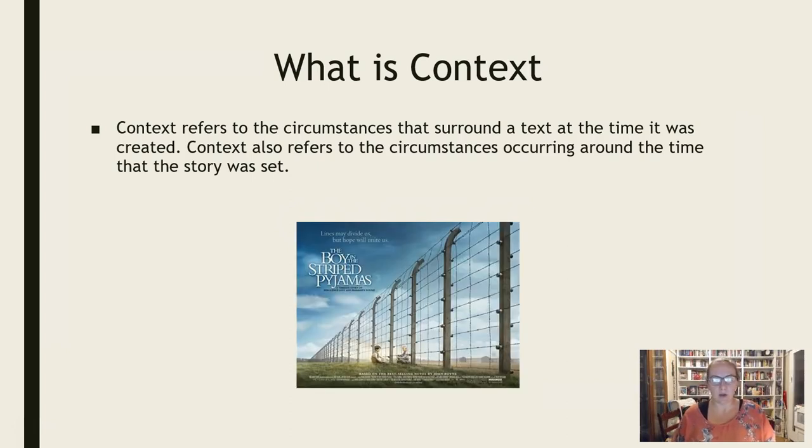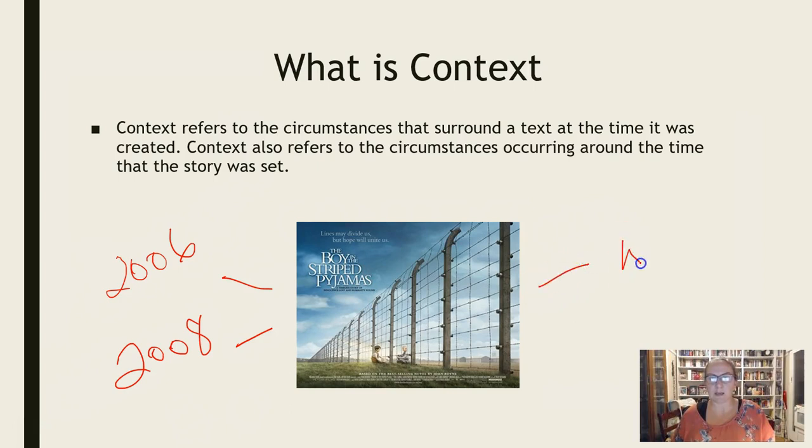Now if we use The Boy in the Striped Pyjamas as an example, we've got a story or a book that was written in 2006 by John Boyne, and then it was turned into a film in 2008. Now this is when those texts were created, but they're very different to the time in which the story is actually set, which is World War II, and if anyone knows, 1939 to 1945. Alright, so the two very different sort of time periods, and these contexts are what make up the story.